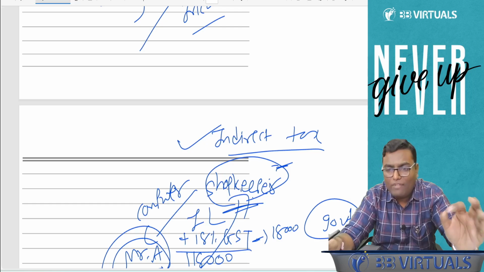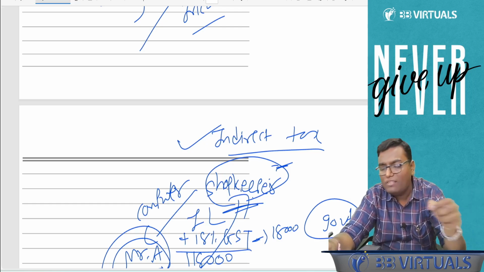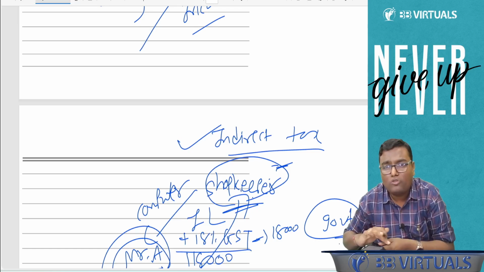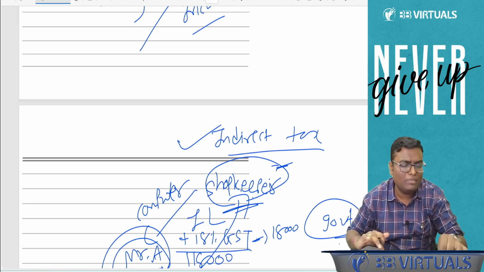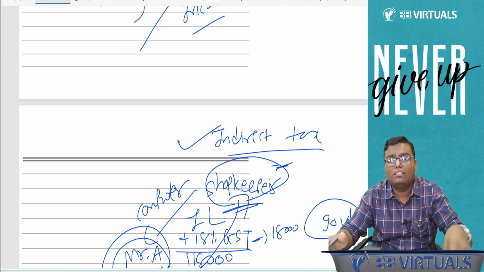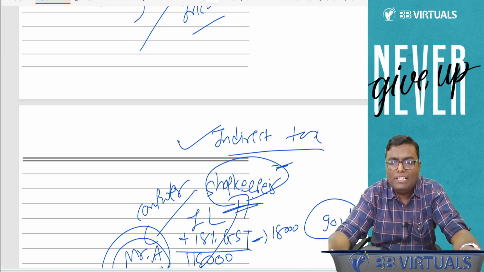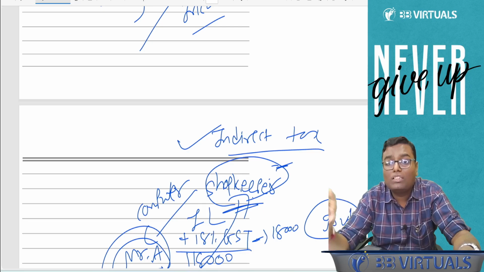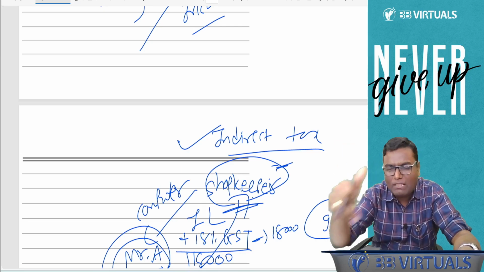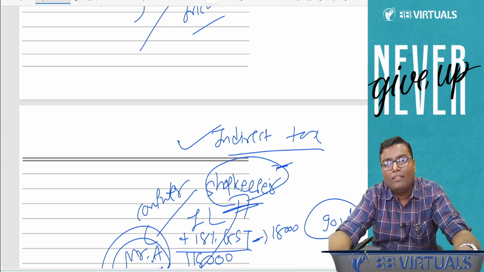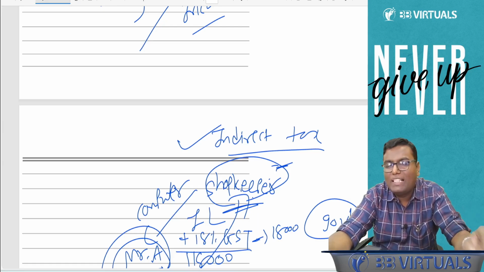Now let me share the fact. Whosoever is earning income is not necessarily supposed to pay income tax. The simple reason is that income tax is applicable only when your income is more than a particular limit, and that limit we'll study in this lecture. If your income is not more than that limit, you are not supposed to pay income tax.